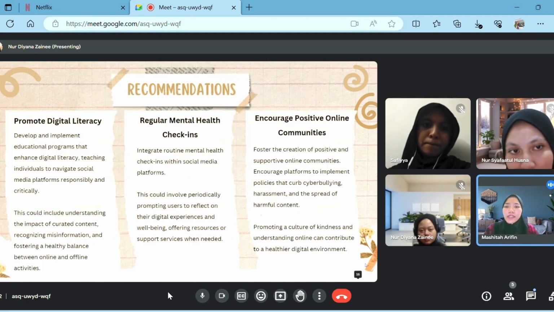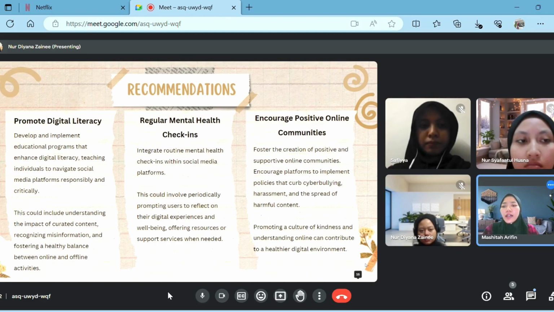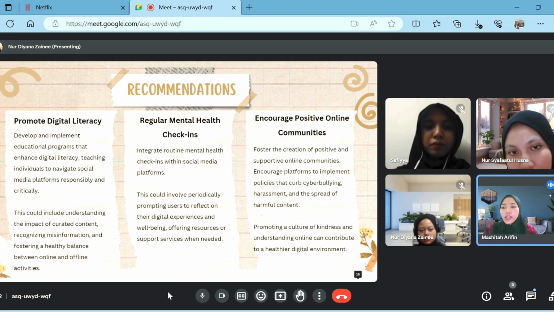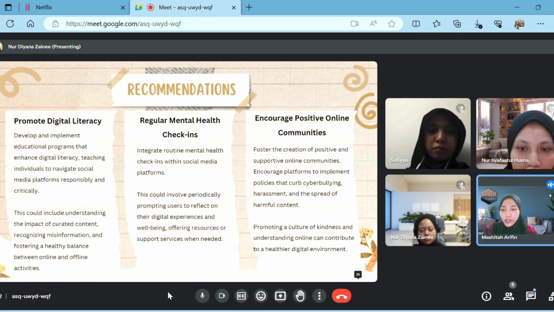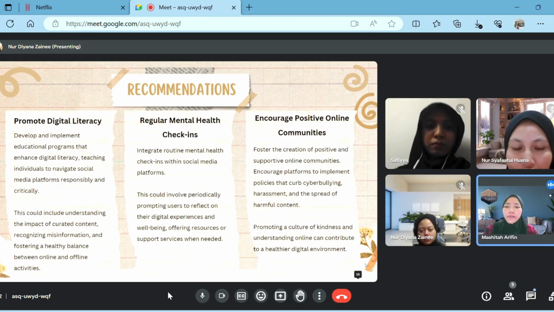And last but not least, for the recommendations, we have to promote digital literacy. Develop and implement educational programs that enhance digital literacy, teaching individuals to navigate social media platforms responsibly and critically. This could include understanding the impact of curated content, recognizing misinformation, and fostering a healthy balance between online and offline activities.